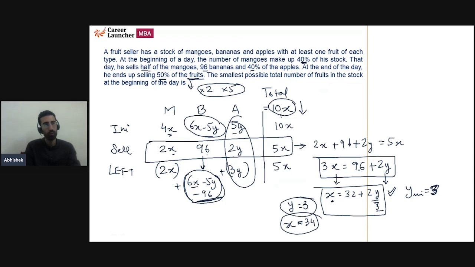6 into 34 is more than 200. 200 minus 15 minus 96 is very, very small, no? 15 plus 96 makes 111. And 6 into 34 is exactly 204. This number, the number of bananas left at the end of the day, is significantly greater than 0. It's a positive number. And thus, everything else is going to be a positive number. And therefore, the minimum number of fruits you can have in the stock will be 10x, 34 into 10, 340. That's your answer.